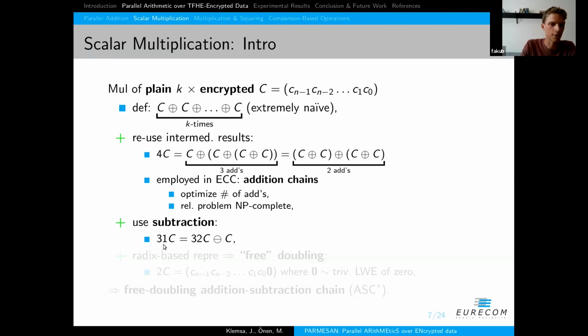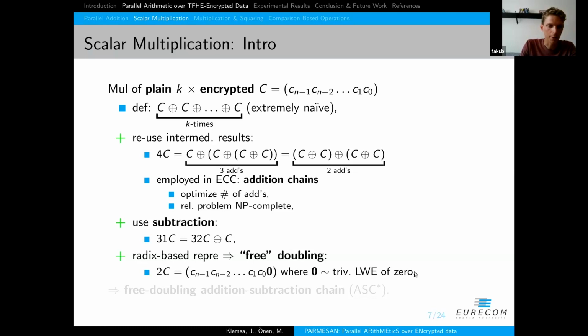So for example, for 31 times c, we evaluate 32 times c, which we can do some simple way, and then we just subtract 1c. And actually, for some ECC representations, subtraction is also efficient. So until here, there is nothing new.